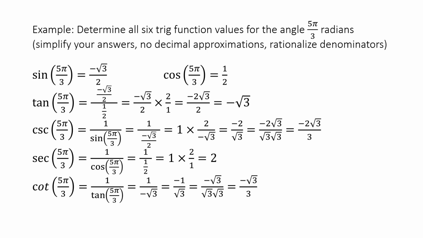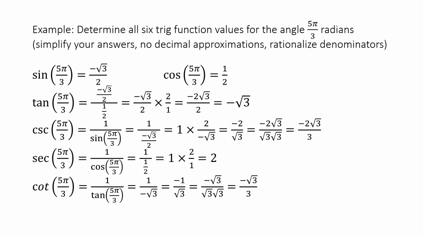The tan of 5 pi over 3 will be the y-coordinate over the x-coordinate, sine over cos. Well, that's negative root 3 over 2 over 1 over 2. And when we invert and multiply, we get negative 2 root 3 over 2, or in other words, negative root 3. So we've just used the unit circle to help us figure out that the tan of 5 pi over 3 radians is negative root 3.